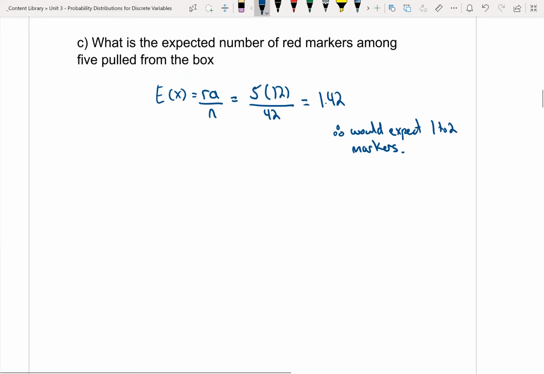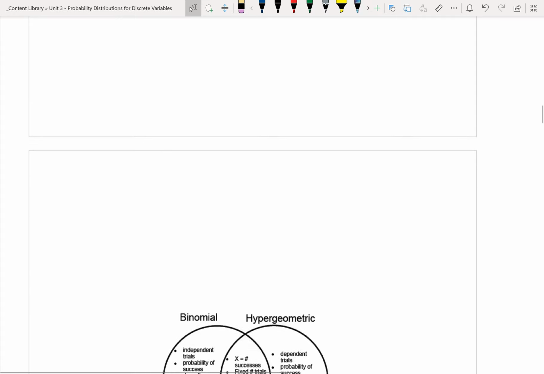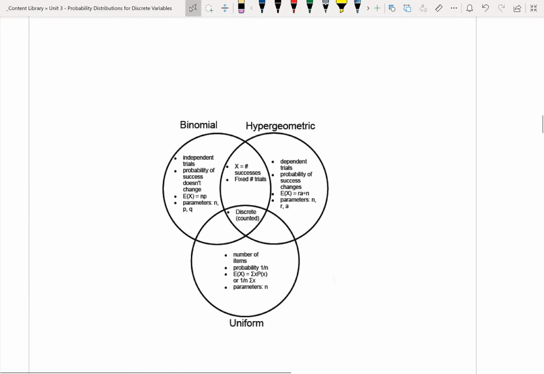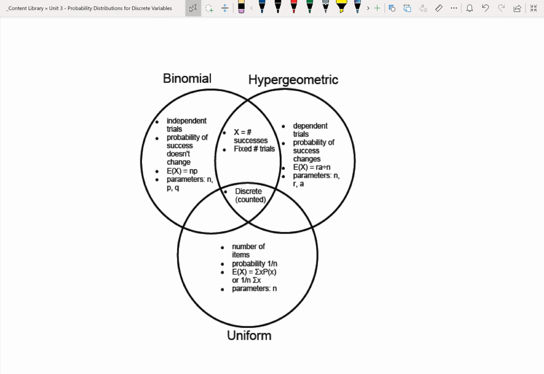Right. So again, the idea of this note is to be able to distinguish between the different types of variables. So in order to do that, we want to see what is the difference between them. So again, we have our three different types: binomial, hypergeometric, uniform. What they all share in common is the fact that they all deal with discrete or counted items. We will look at continuous probability distributions in a later unit though.